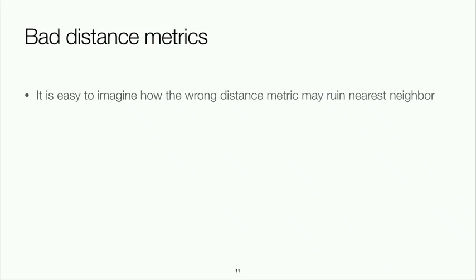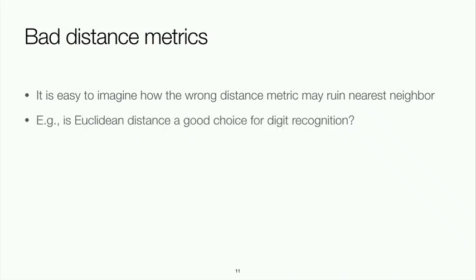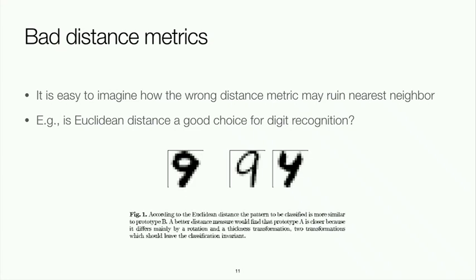Okay, I'm going to zoom through the last two slides, and again, we can take questions afterwards. So I think we've already touched on this point, right, that it's actually easy to imagine how the wrong distance metric may ruin your nearest neighbor, right? So for example, is Euclidean distance a good choice for digit recognition? If I give you a 28 by 28 grayscale image of a digit, is Euclidean distance a good choice in that native 784 dimensional space? As it turns out, maybe not, right?